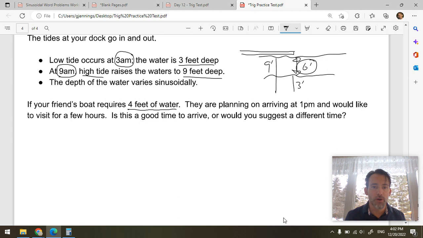Your friend's boat needs 4 feet of water, and they'd love to come visit you at 1 p.m. And you want to know, is that a good time for them to come or not? Particularly since they want to visit for a few hours. So let's see if we can resolve this problem.